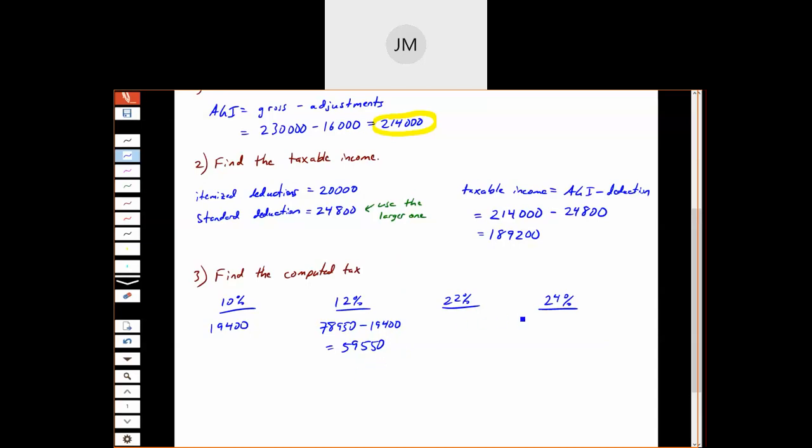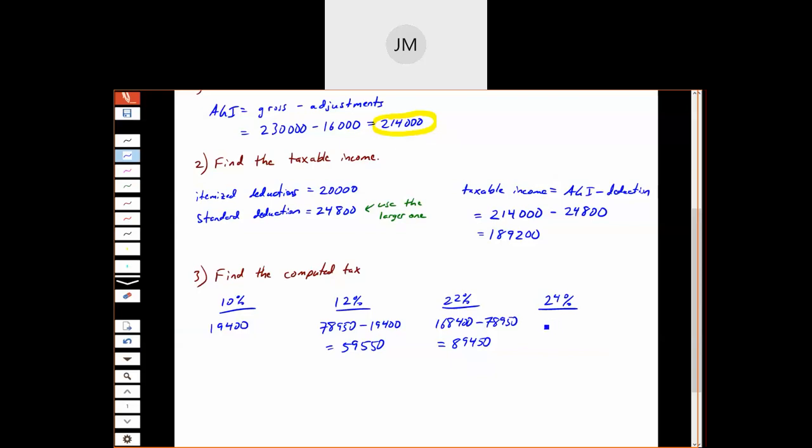The 22% one goes from that $78,950 up to $168,400. So if I take $168,400 and subtract $78,950, that tells me how much this bracket can hold. So this one can hold $89,450. The 24% bracket, we're not able to fill up because we fall into the middle of it. So we don't want to look at how much this bracket can hold. We want to look at how much of our money is left to put in this one.